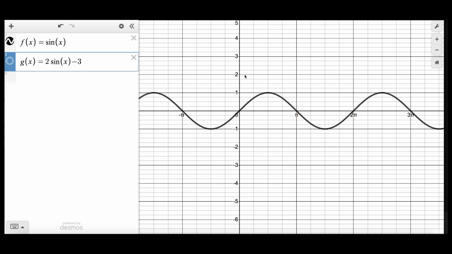Let's go over a few quick examples together. So if we saw something like this, I'm going to keep sine of x as the parent function. We're going to consider these things. So I'll give you a second to make a prediction as to how the 2 changes this graph and how the minus 3 does. We'll take a look at the graph and then we'll analyze it for a second.